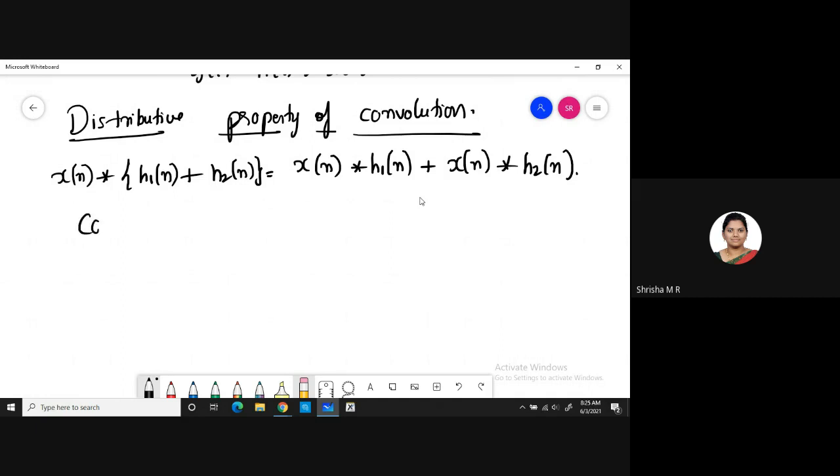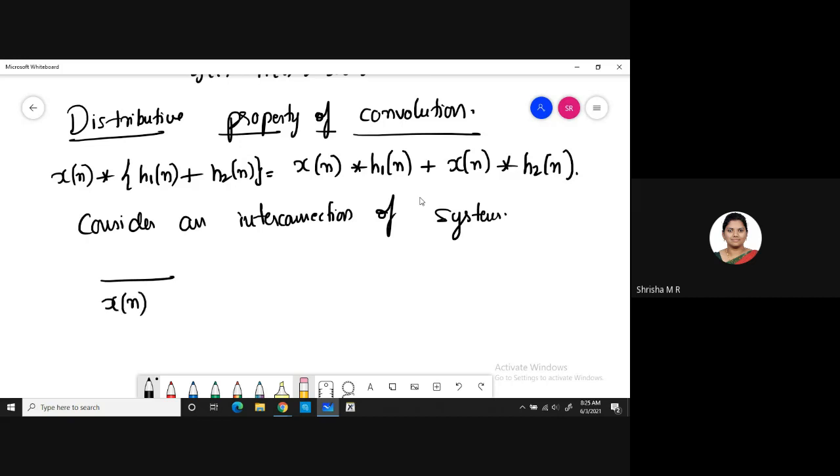So if you consider an interconnection of systems, you're trying to give x of n to two systems, that is h1 of n as well as h2 of n. Okay, what is the output? What do you get here? x of n is given to two systems, h1 of n and h2 of n.